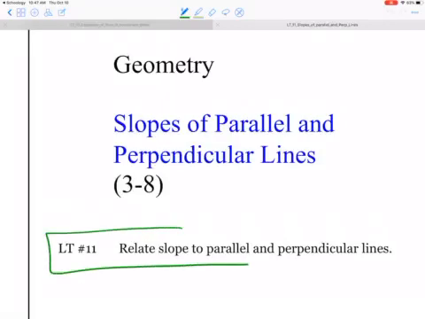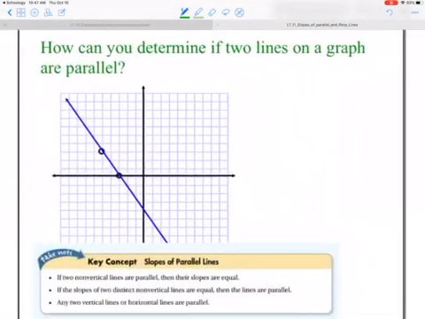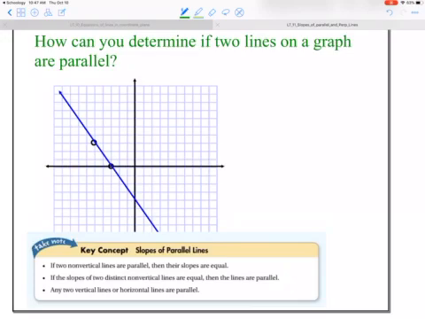This movie is for Learning Target 11. Relate slope to parallel and perpendicular lines. Parallel lines never intersect. Perpendicular lines will intersect at a 90-degree angle. Our first slide: how can you determine if two lines on a graph are parallel? Parallel lines will have the same slope.